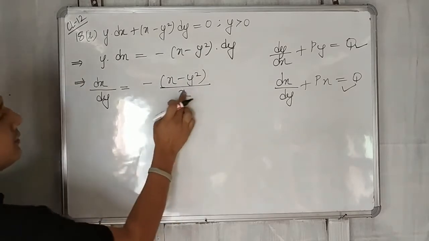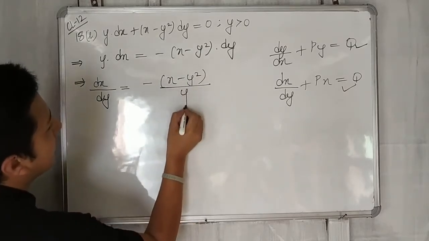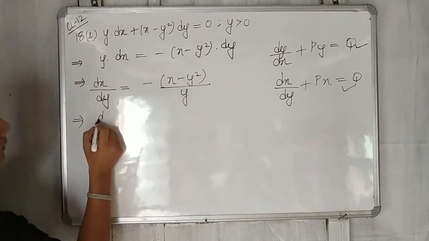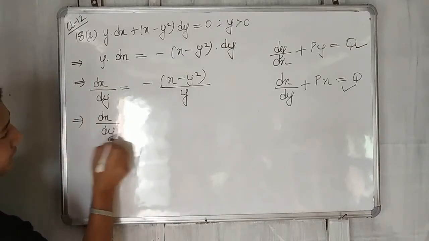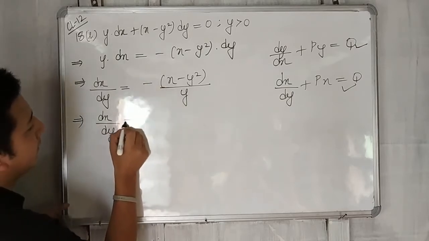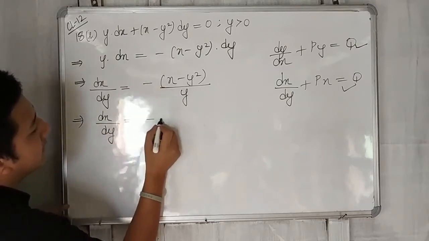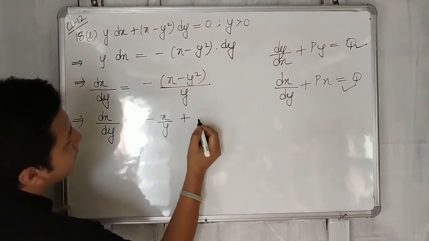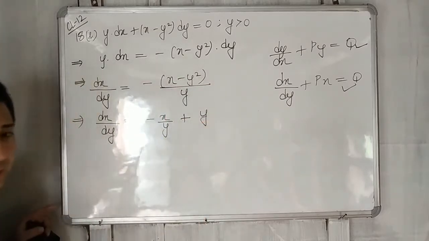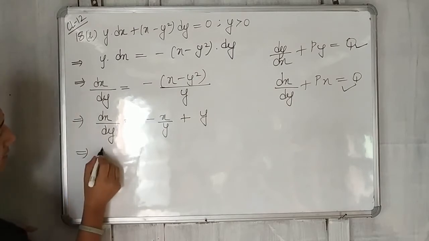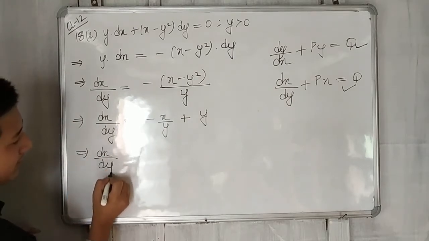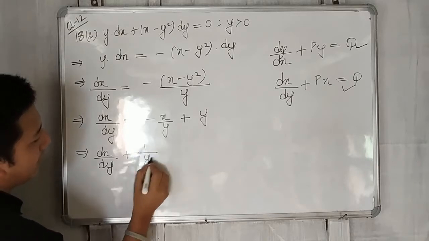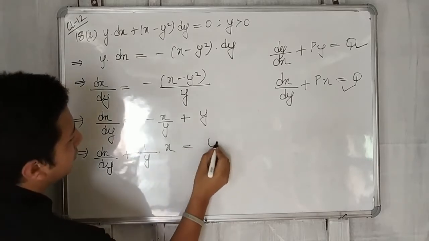I hope you're clear with this. X or y? Y, right? Y. I hope you're clear with this. So therefore this will be dx by dy equals, opening the bracket, minus x by y, minus and minus, plus y square by y will only be y. Okay, now let's bring this side. So therefore dx by dy plus, can I write this as 1 by y into x is equal to y.